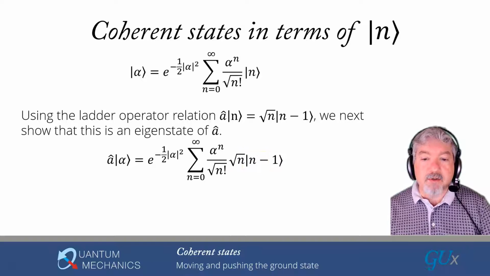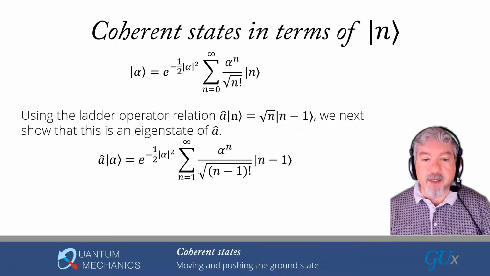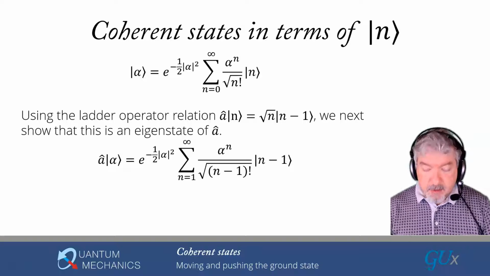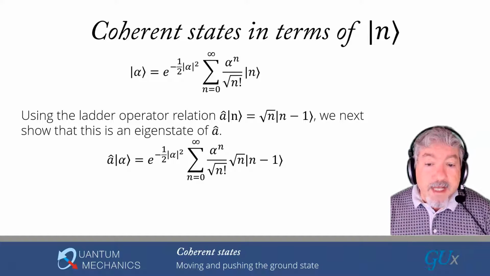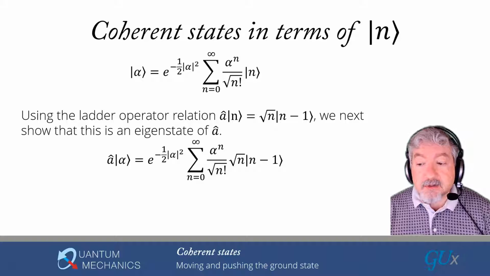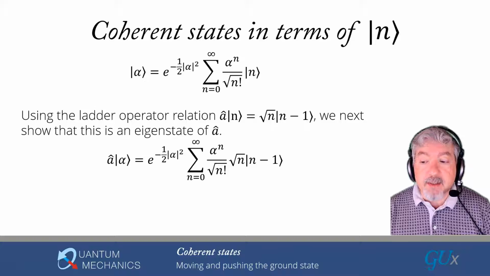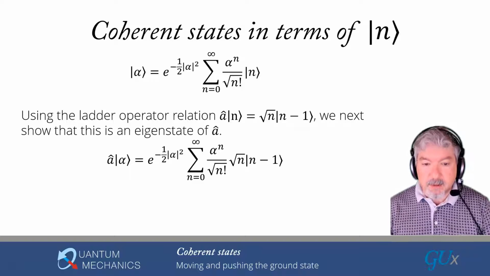I replace that by square root of n times n minus 1, and now I recognize that the square root of n can cancel one term in that n factorial, makes it n minus 1 factorial. I can factor, and also notice that here, when n equals 0, that term is equal to 0 because the a operator annihilates the ground state. And so that summation now I can replace by a sum going from n equals 1 to infinity.